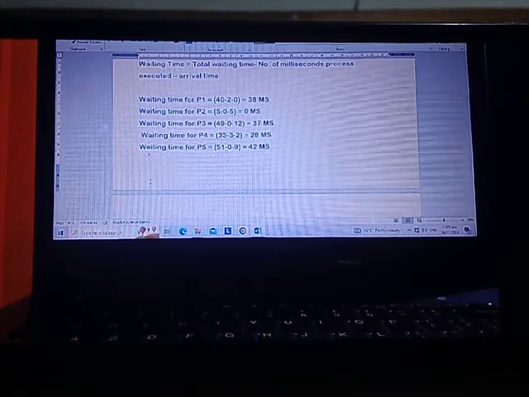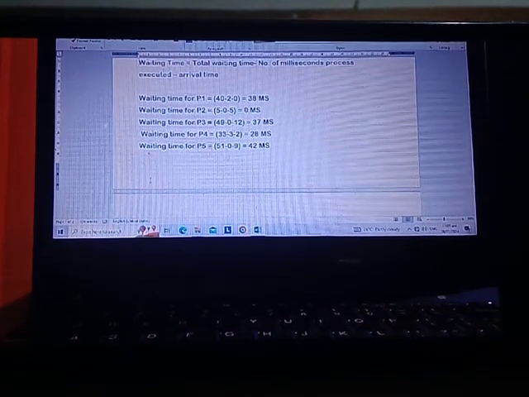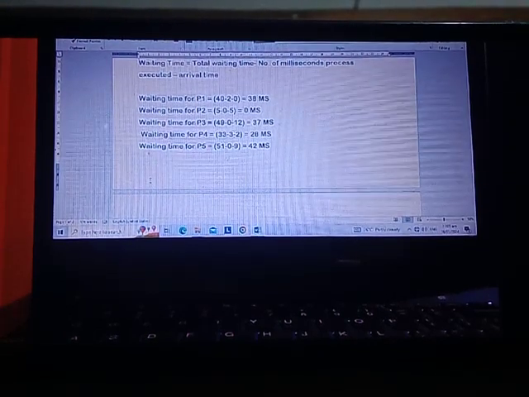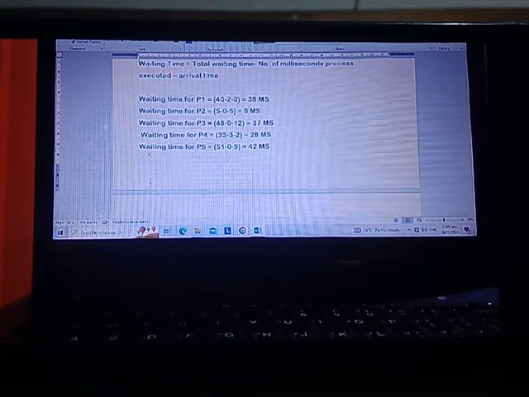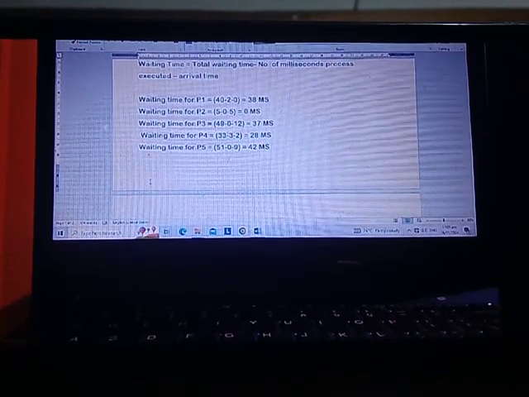So similarly, for P2, the waiting time is the total waiting time of P2. So where is P2? The last occurrence of P2 is here. P2 actually occurred only one time. So P2's total waiting time is 5, 5 milliseconds, minus the number of milliseconds it executed before. So we see that P2 did not execute before, so it is 0, and then the arrival time of P2 is 5. So 5 minus 0 minus 5, which is 0 milliseconds.